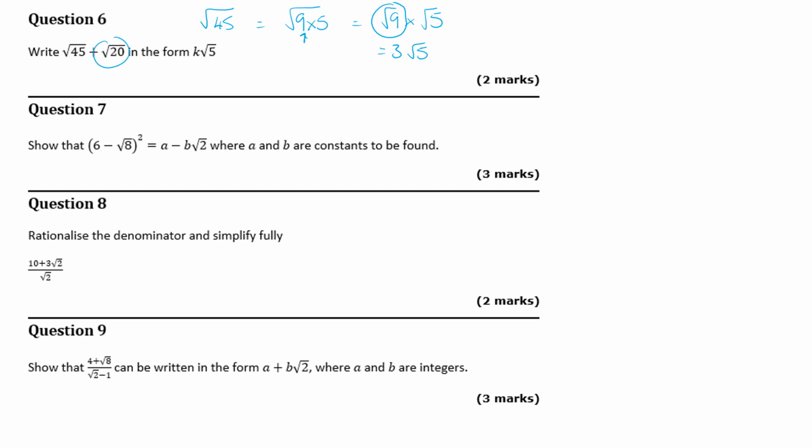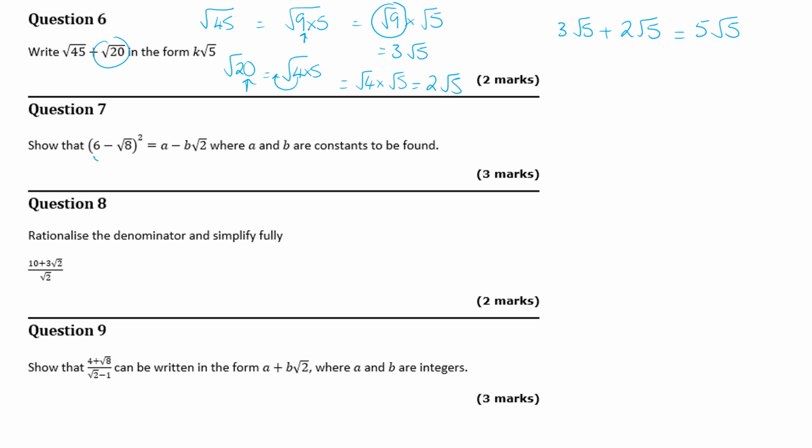Now doing the same with the 20, so root 20, if you think of a square number that makes 20, it's 4 times 5. That 4 can come out of the root because it's root 4 times root 5, which is 2 root 5. So altogether we've got 3 root 5 plus 2 root 5. You can just add these like they were algebraic terms. If you had 3a plus 2a, you'd have 5a altogether. We're just collecting root 5s, so that's going to be 5 root 5, and so our k is 5.